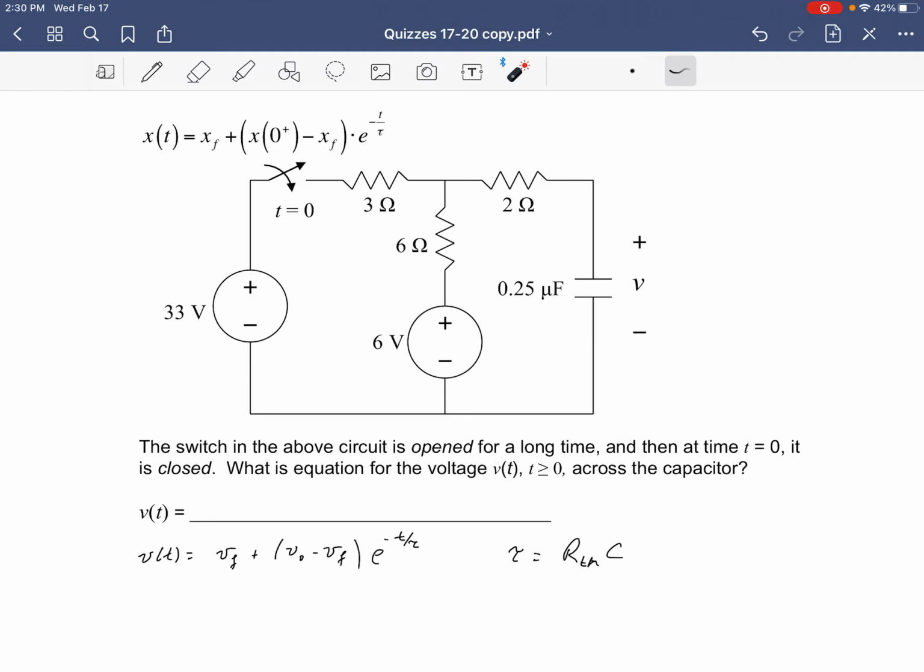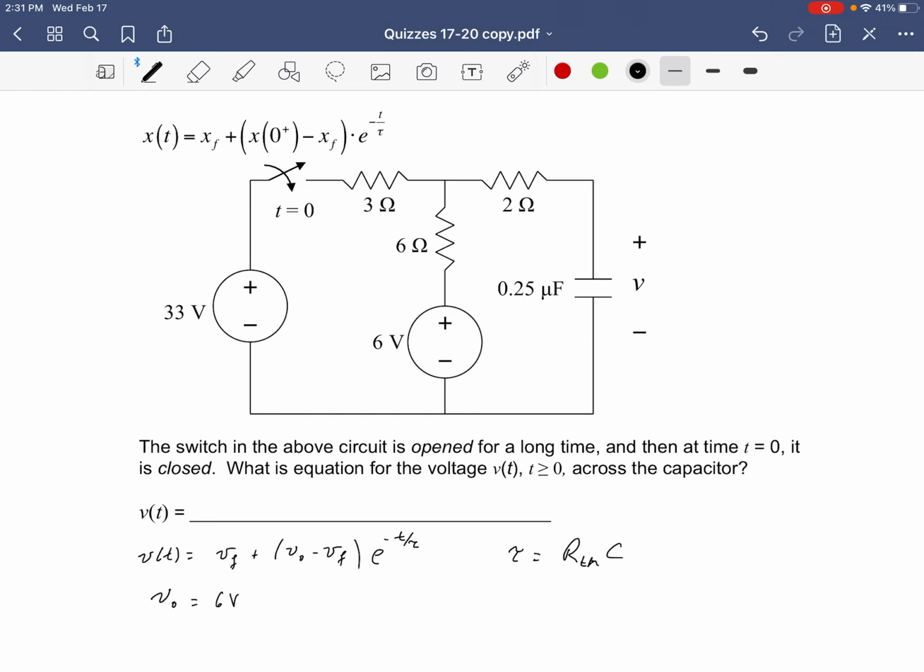So before time equals 0, this guy is open. So it's sort of like this part of the circuit doesn't even exist. And so in this case, everything just charges up. And when it charges up, since I have 6 volts, once it's charged, it's kind of like this is an open circuit, and so it's going to charge all the way up to 6 volts. So at time t equals 0, V0 is just going to be 6 volts.